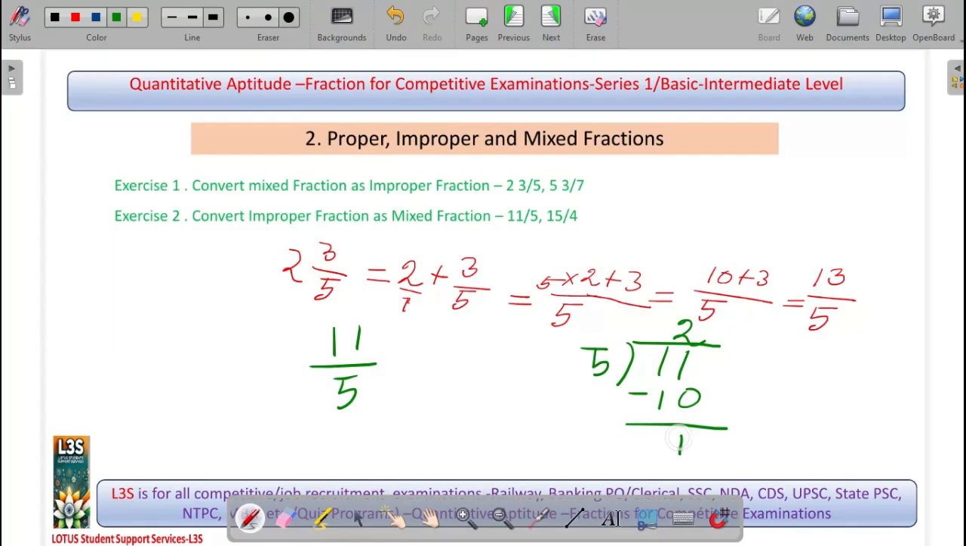So we'll get 2. We have to write it like this: 1 is the remainder, 5 is the divisor, and 2 is the quotient. So 2 1 by 5. This way we have to convert an improper fraction to a mixed fraction.